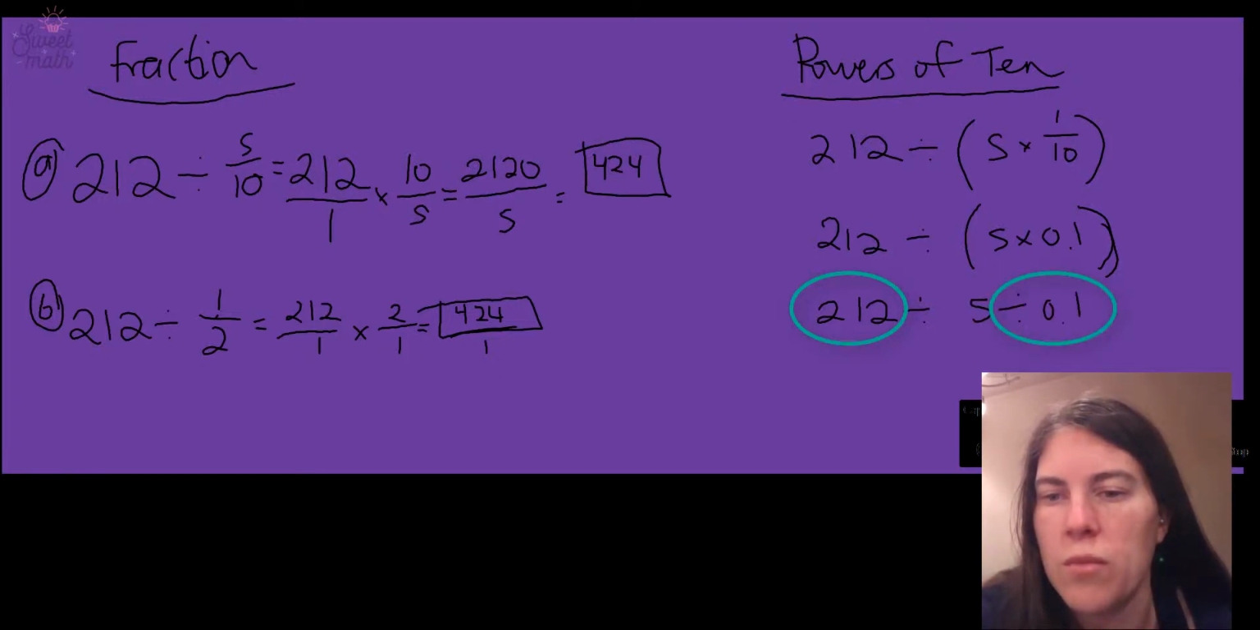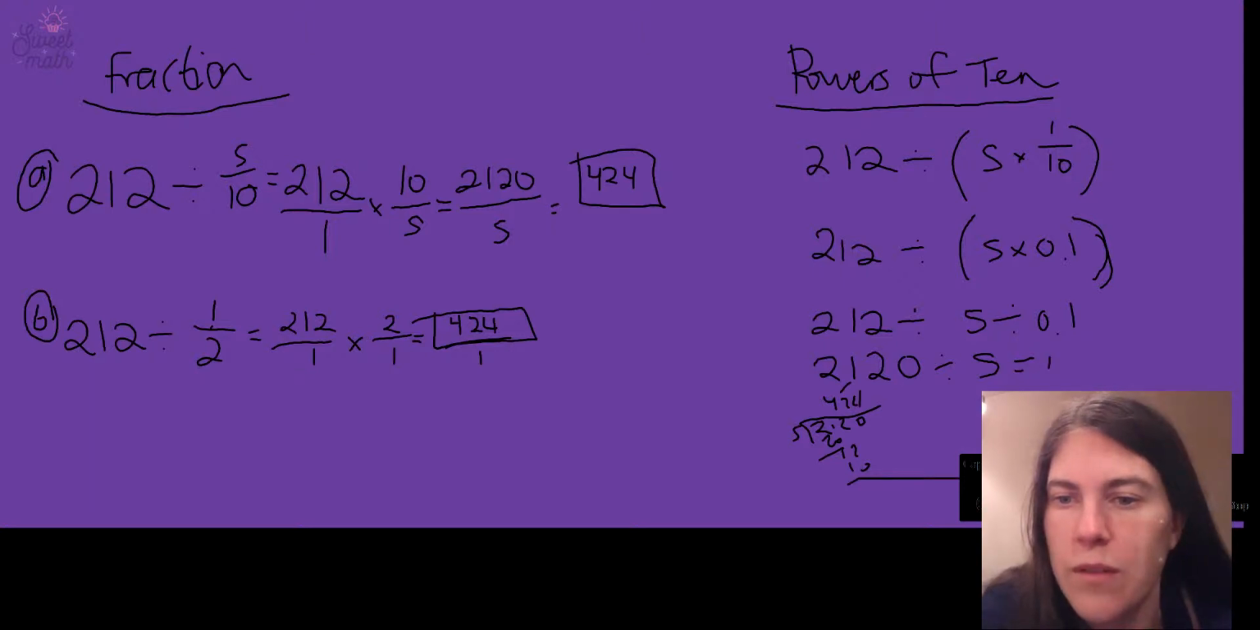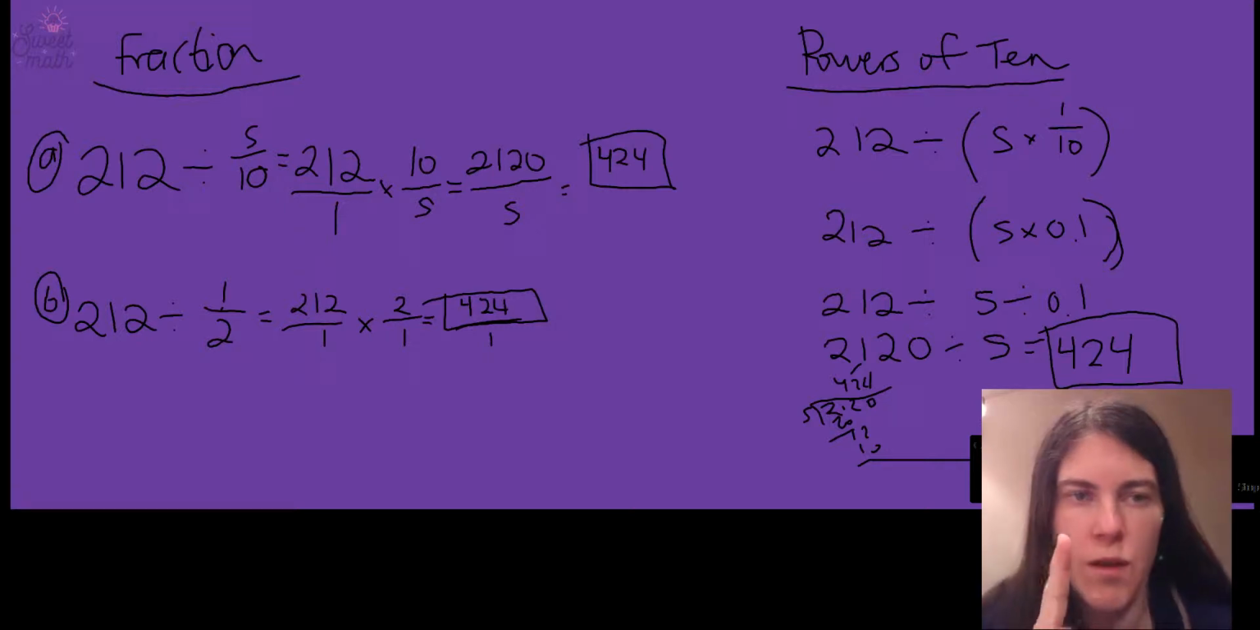And then I can use the commutative property. So I can do 212 divided by 1/10, which makes it into 2,120, and then divide by 5. So I have 2,000 goes into 5 a whole lot of times. Oof. Divide by 5. Use my long division, and I got 424. All right, so that's the powers of 10 way. I came up with 2 fraction ways.